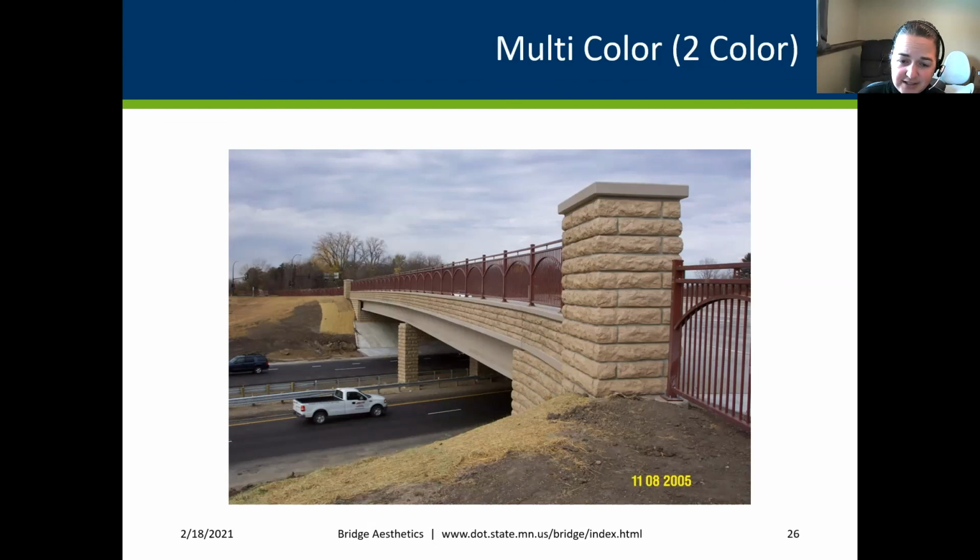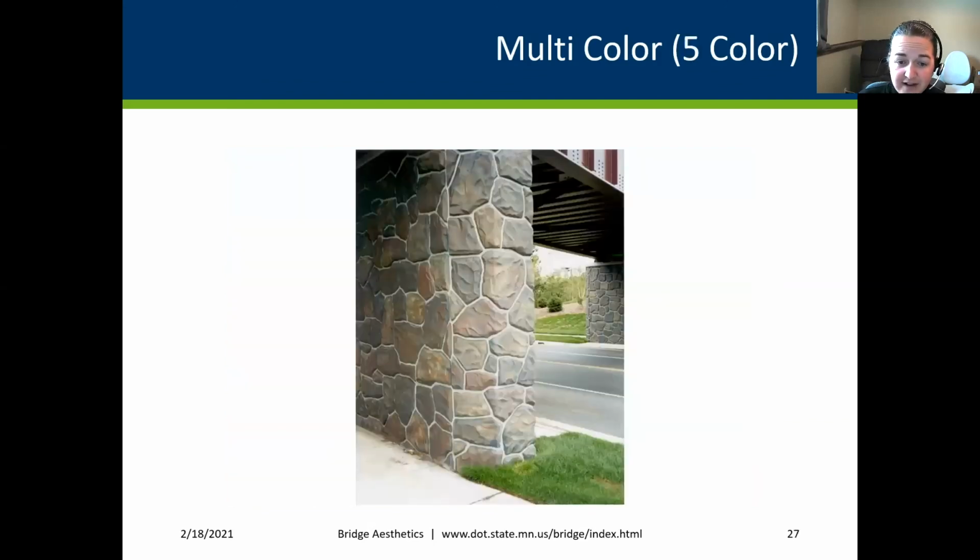Then this actually does have 3 colors on it, which would be the grout lines as well, but we don't count that as one of the colors because it's not one of the colors used in that blending technique. Here's an example of 5 color. You can see that it looks a lot more like natural stone.